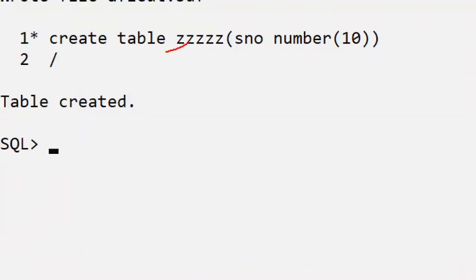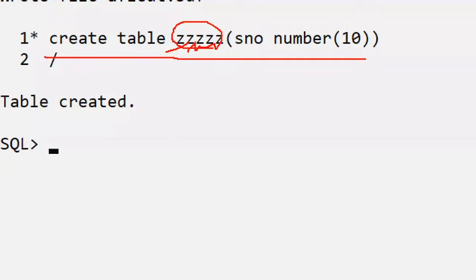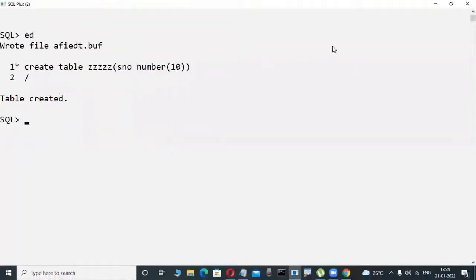Slowly observe here. Z is the name I'm giving. The table I'm creating is only in my Oracle database, or SQL Server database, or MySQL database. Okay, the table is created.